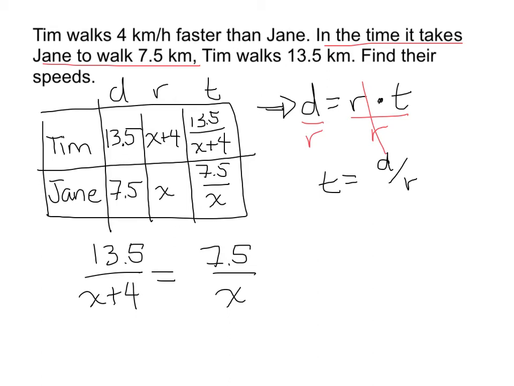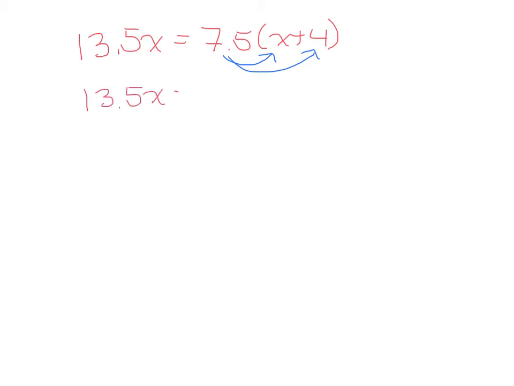Now at this point we can solve. The method I'm going to use for this is proportion. In other words, I want to cross multiply this problem to solve. I'm going to distribute 7.5. 7.5 times 4 is 30.